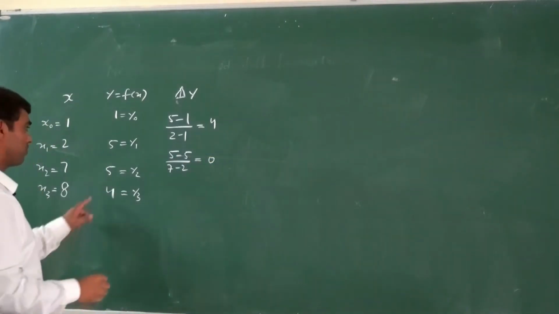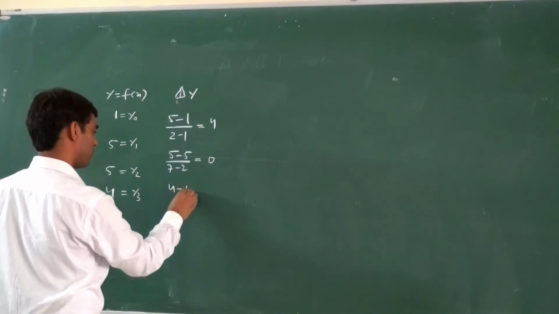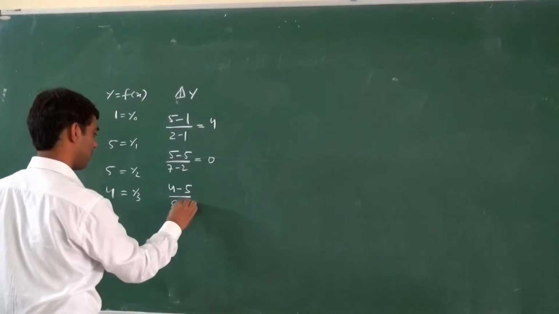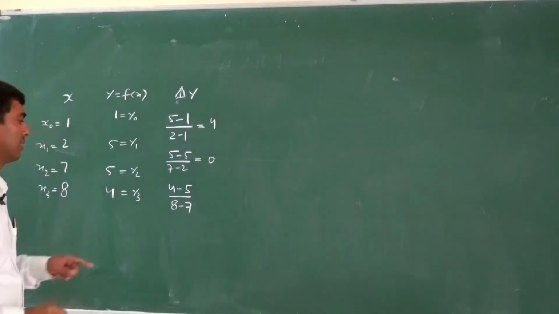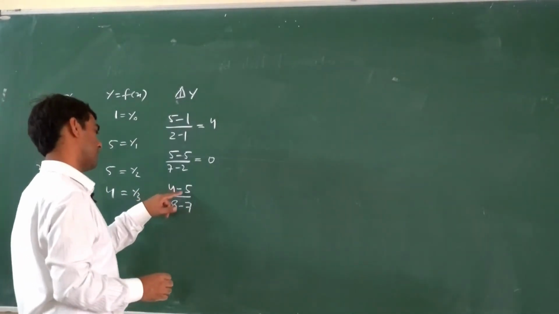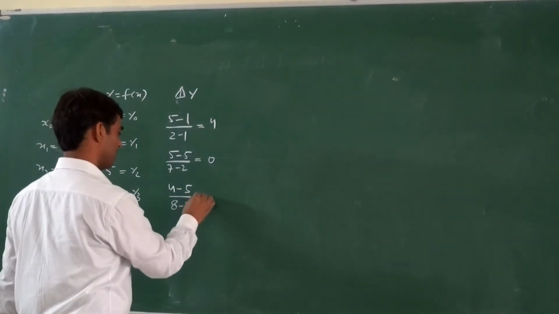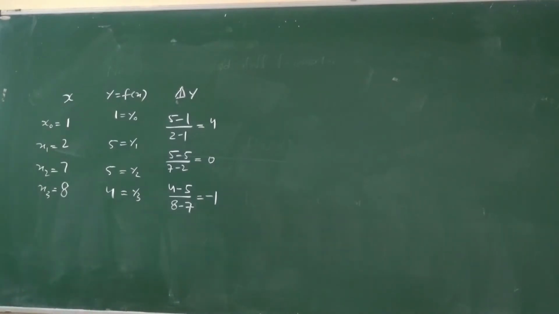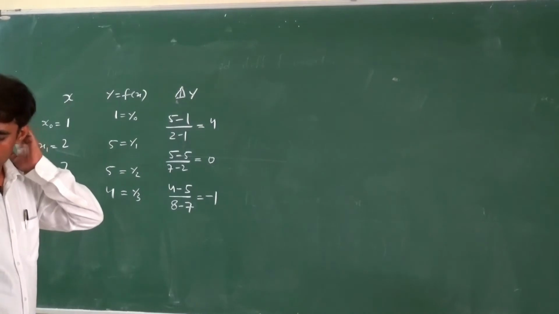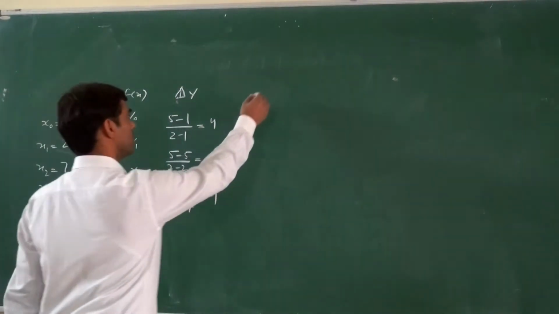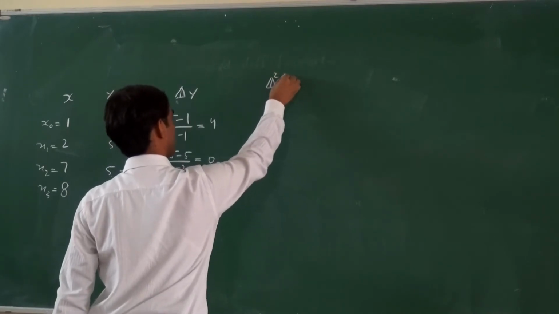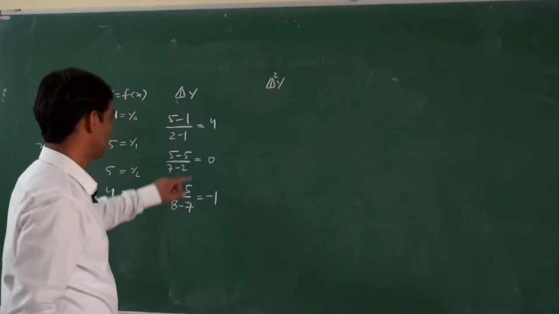And the last one is 4 minus 5 divided by 8 minus 7. 8 minus 7 is 1, and 4 minus 5 is minus 1. So the values of the first order divided differences are 4, 0 and minus 1. Now the second order divided difference, del 2y, what is it?